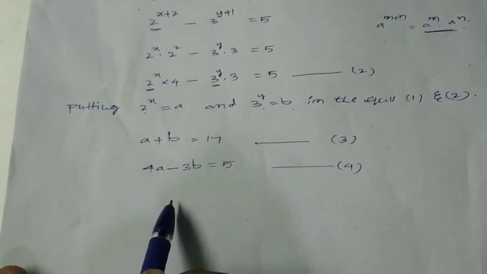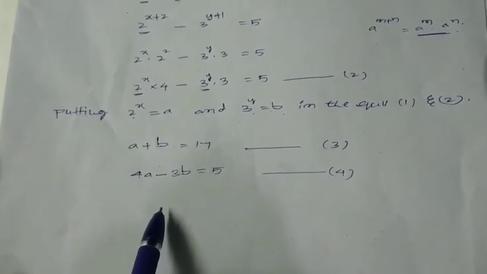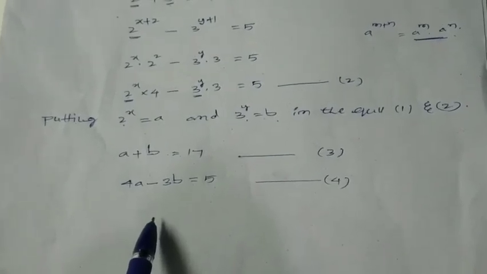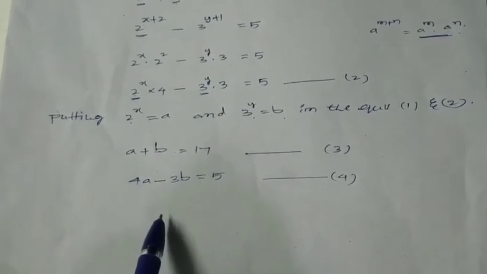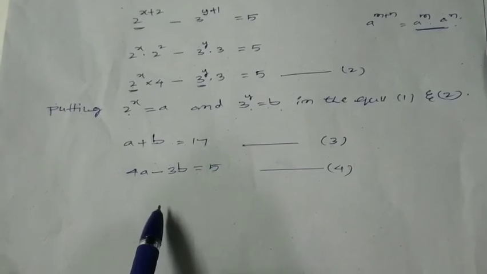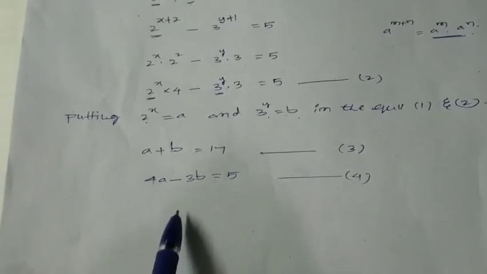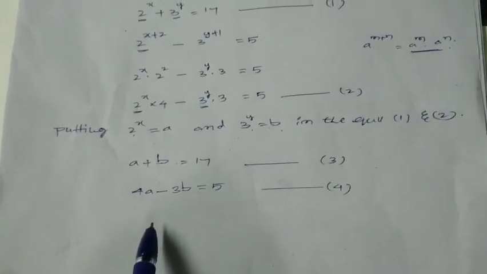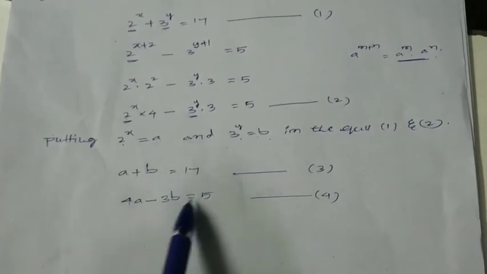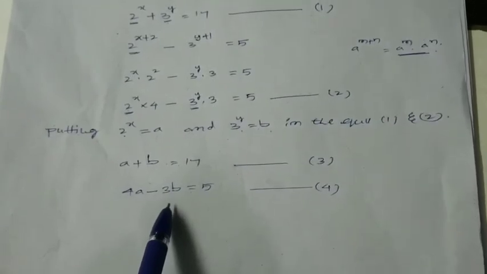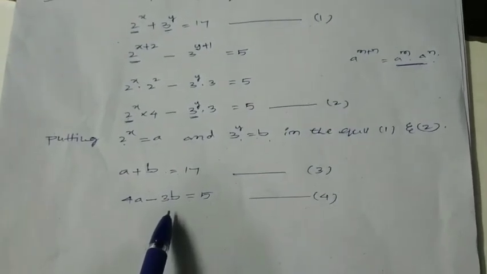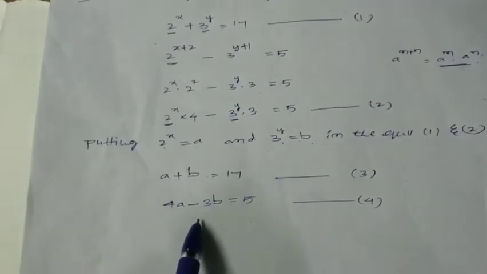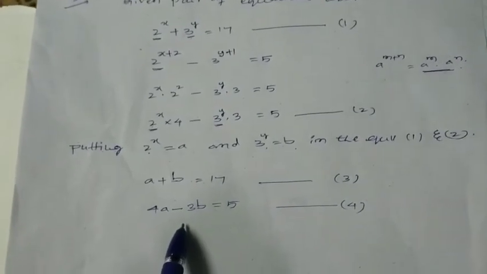But we don't want the values of a and b. We need the values of x and y. The given equations are in variable x and y. That's why we have to find the values of x and y. After getting these a and b values, we can find the values of x and y. So these two pair of linear equations now we are going to solve by using substitution method or elimination method. In this case we are going to use elimination method.